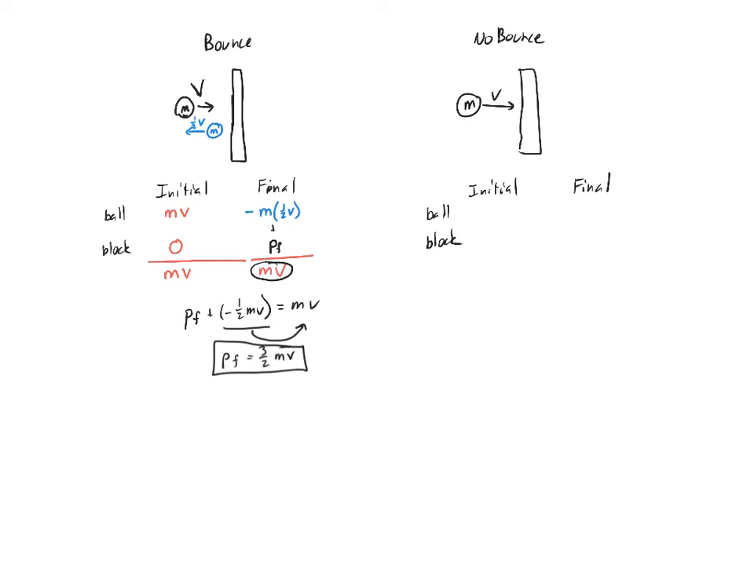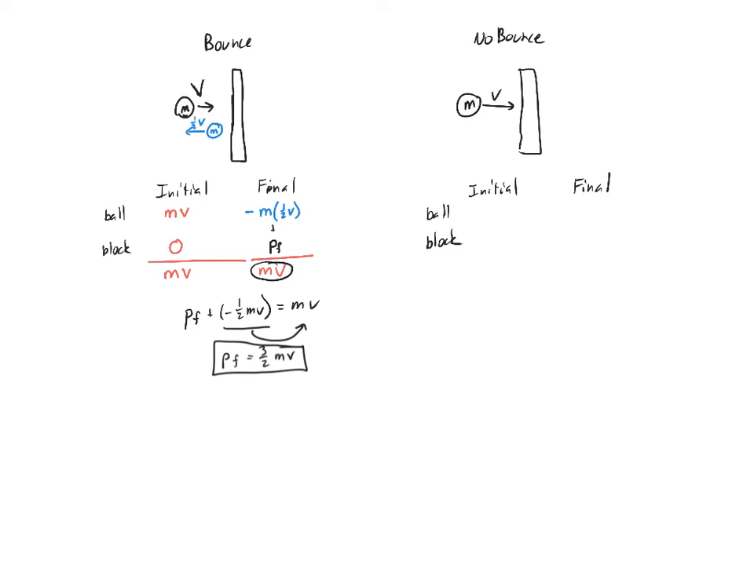This should make sense because the ball was moving to the right with a certain amount of momentum. It loses all of that momentum and then gains momentum in the opposite direction, which means you have quite a significant change in momentum. Whatever happens to the ball, the opposite needs to happen to the block. It needs to gain that much momentum to the right.